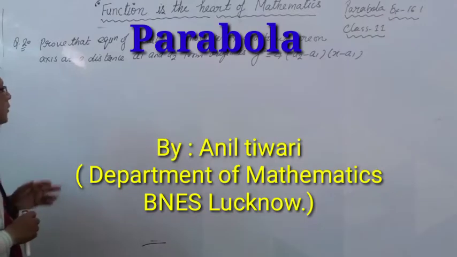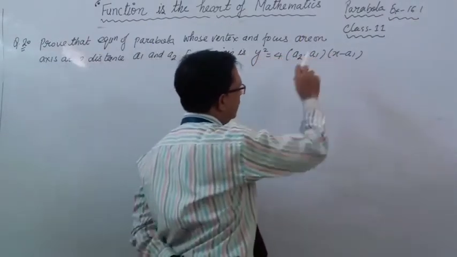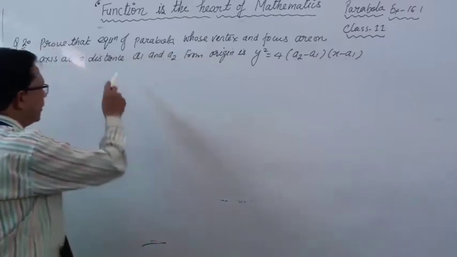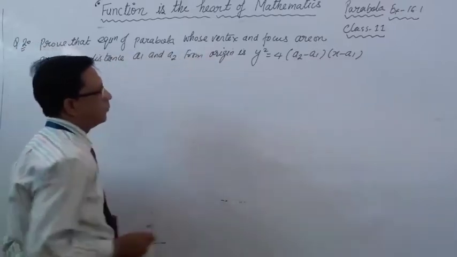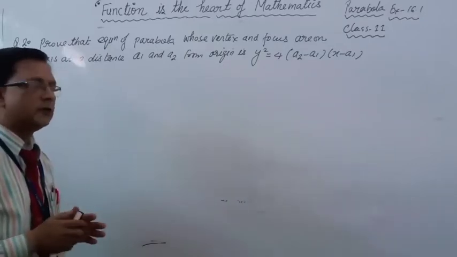Write the question number 20. Prove that the equation of the parabola whose vertex and focus are on the axis at distances a1 and a2 from the origin. Let's understand the concept of the question with the diagram.